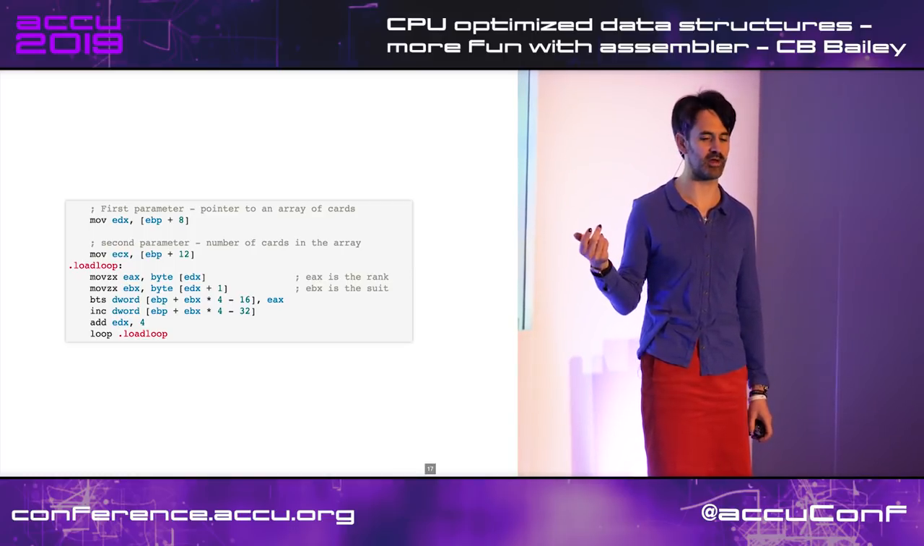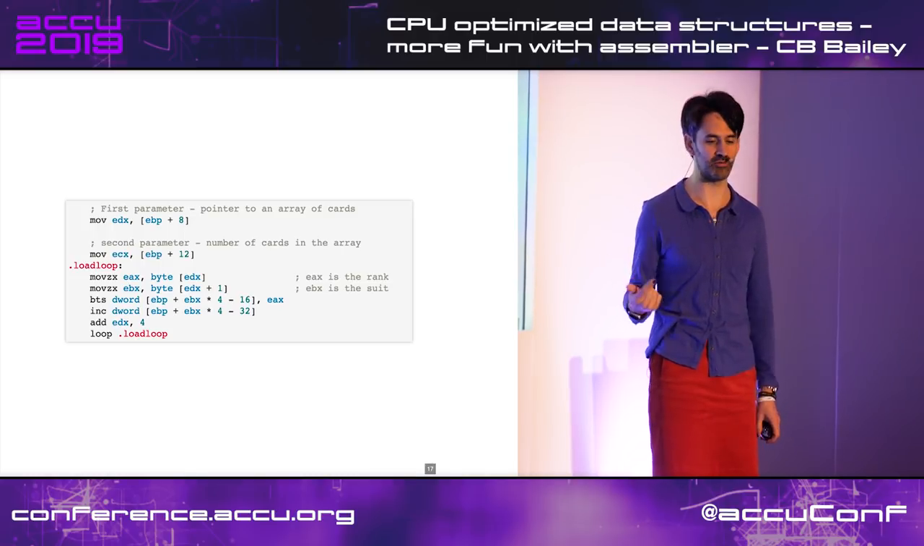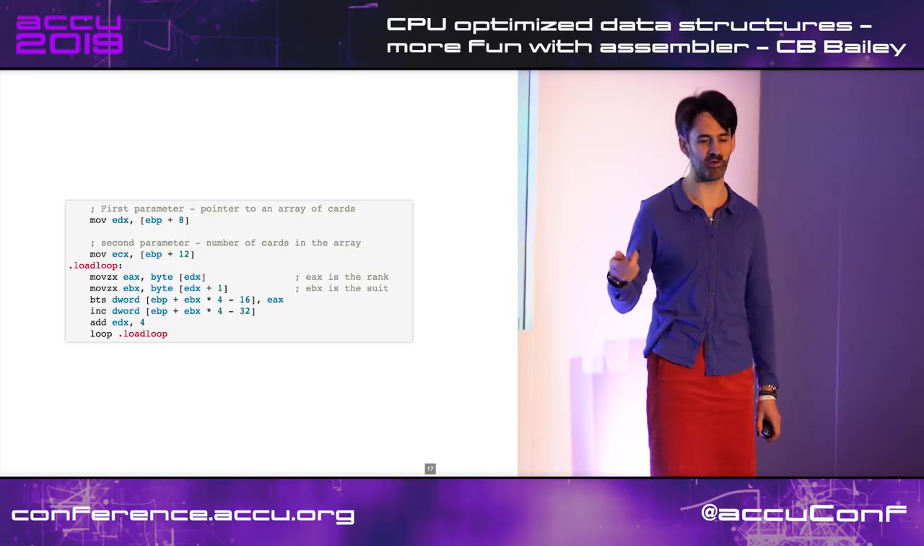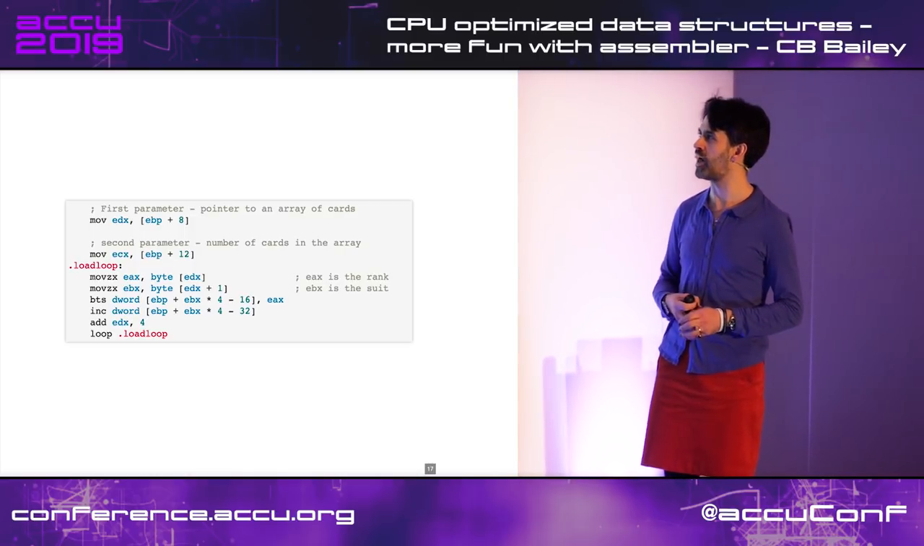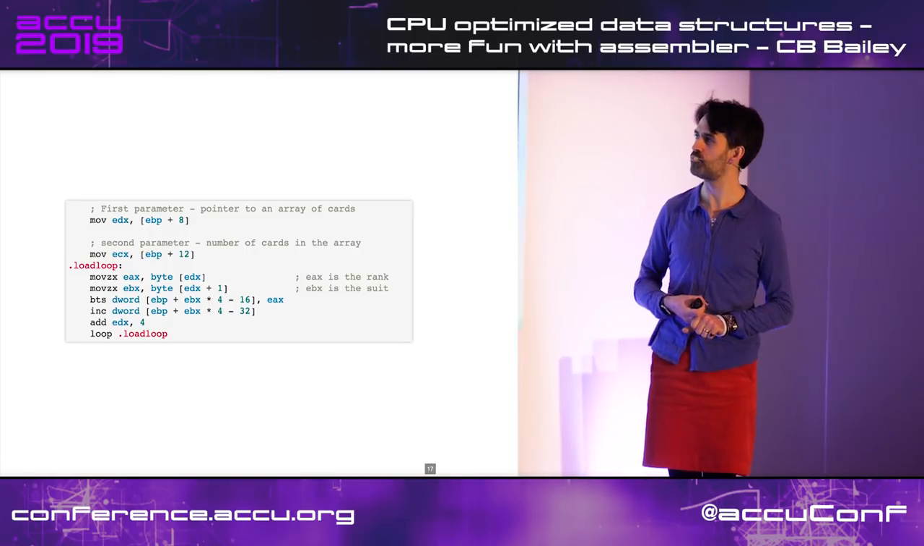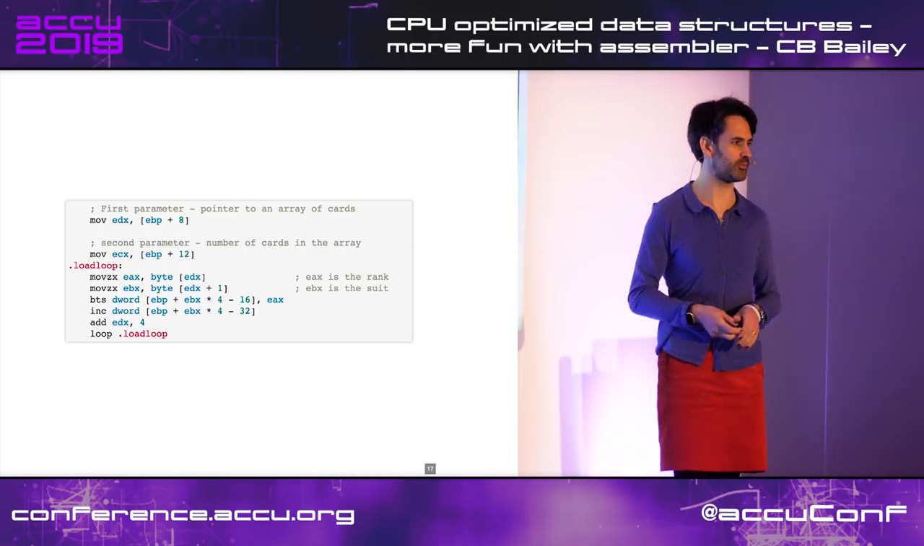The first two lines are just copying a pointer to an array and a card count out of parameters that are passed in on the stack. So that's before the dot load loop. And so, MOV is just move.